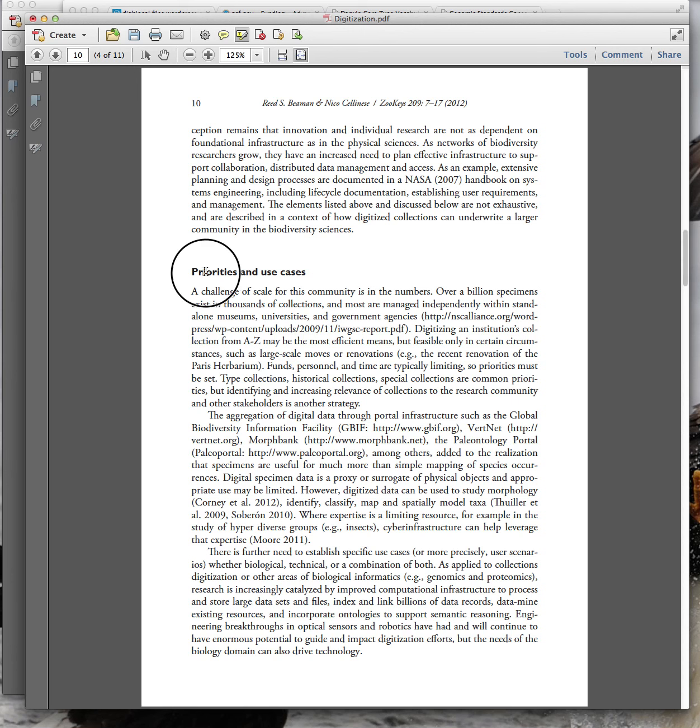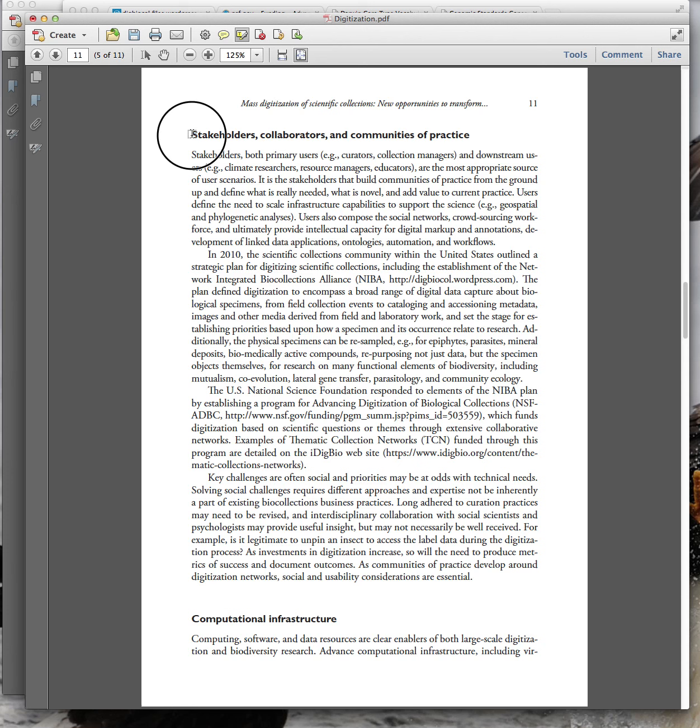Here we have a section on priorities and use cases. There are a lot of specimens, right, in a lot of different collections, and so how do we prioritize what needs to be digitized and when? There's a little section here about what you can do with digitized data, and I'm working on having you guys maybe answer a couple of questions using digitized data to get a little experience with that as well.